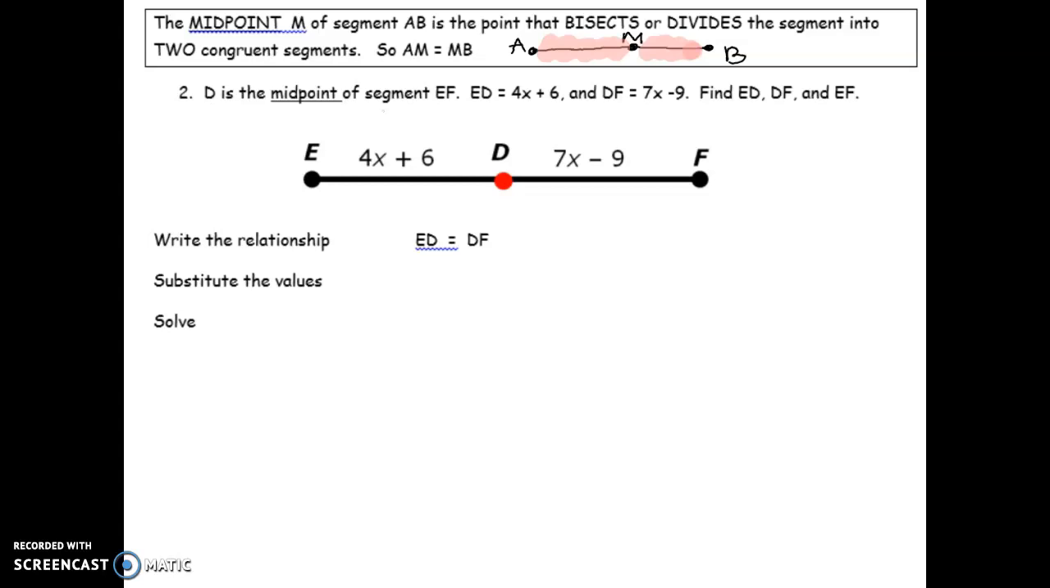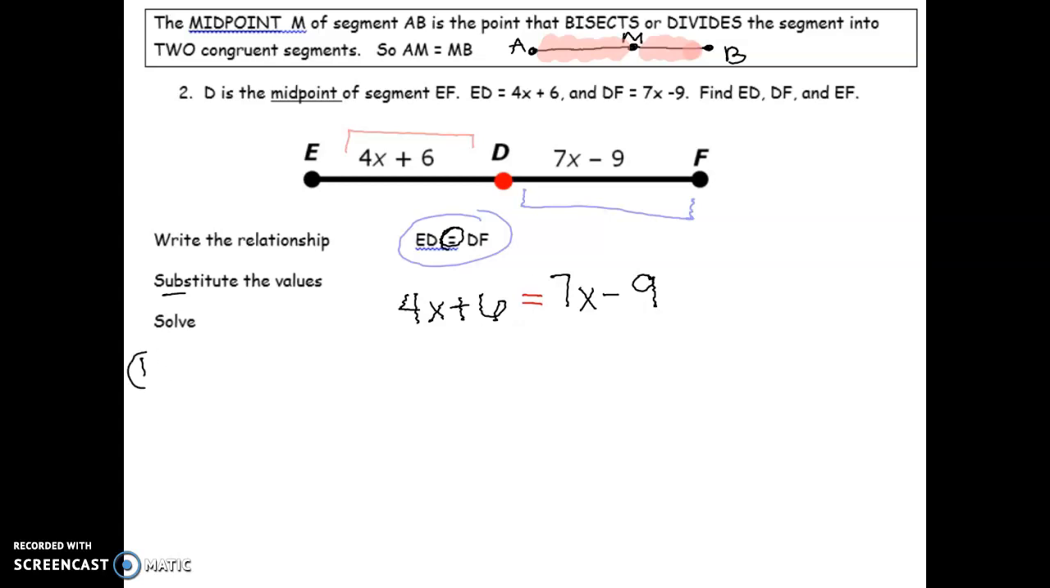It says D is the midpoint of segment EF. So here I have two endpoints, E and F, and D is the midpoint. It lets us know that ED is 4x plus 6 and DF is 7x minus 9. So here we have the relationship. We know that these two sides have to be equal. And that's why there's this equal sign right here. So let's substitute these values. So we say 4x plus 6 is ED. Then we, of course, have the equal sign in between them. And then we have DF, which is 7x minus 9.